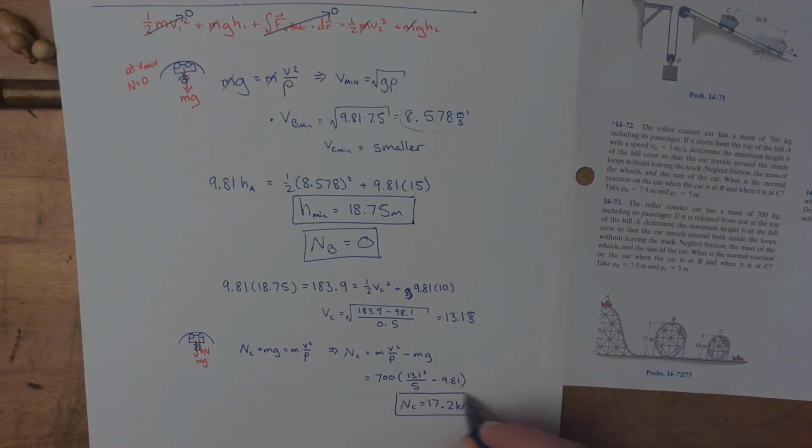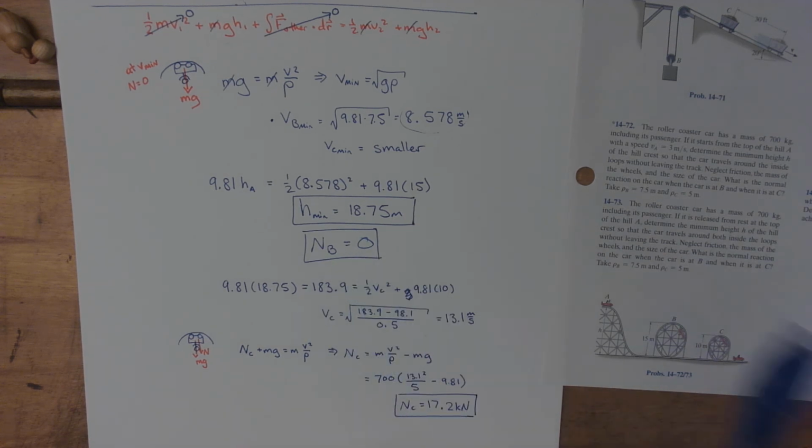We found the normal force at B, the normal force at C, and the minimum height needed to ensure a safe ride.